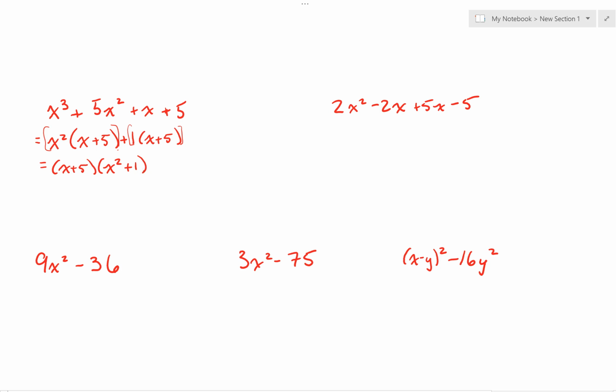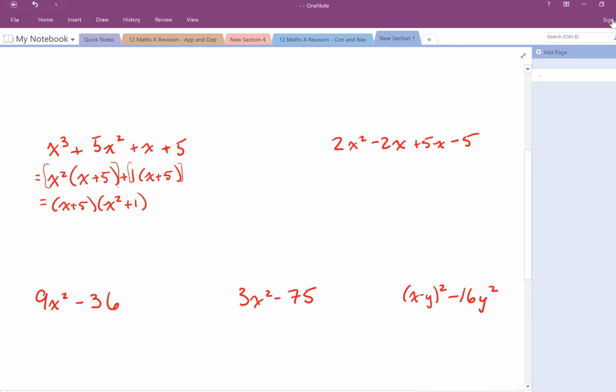Now, if you want to see if you got this right, you can expand. I'm not expecting you to do this, you can do this in your head. x times x squared is x cubed. x times 1 is x. 5 times x squared is positive 5x squared. 5 times 1 is positive 5. And I can rearrange that as x cubed plus 5x squared plus x plus 5. So you can always check your work if you want to.